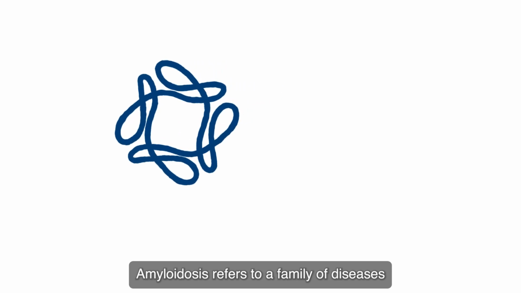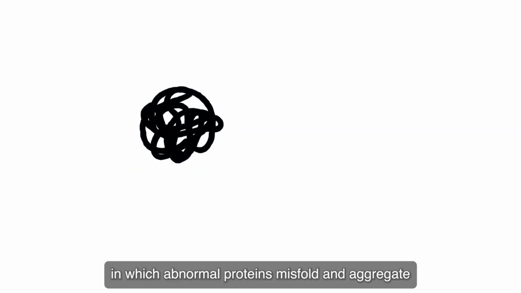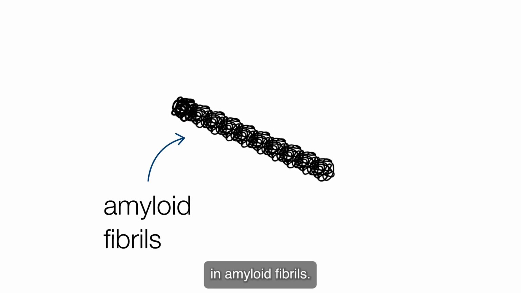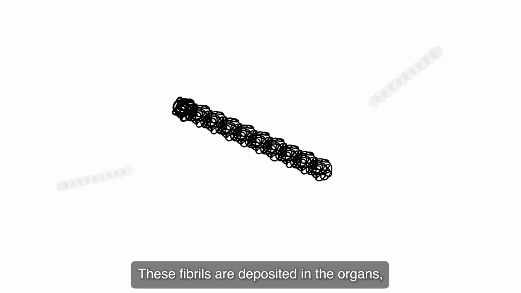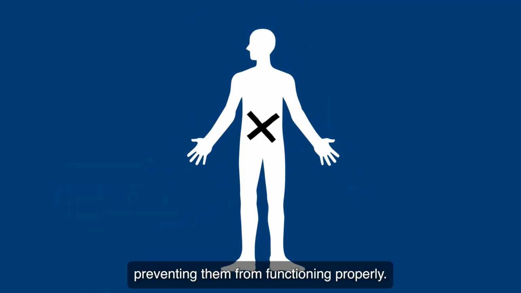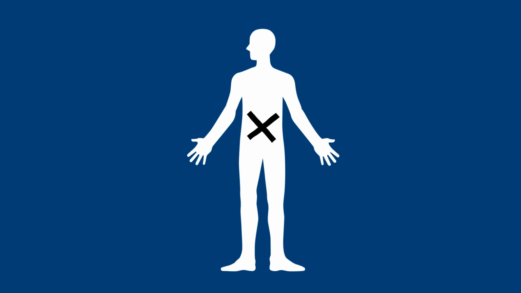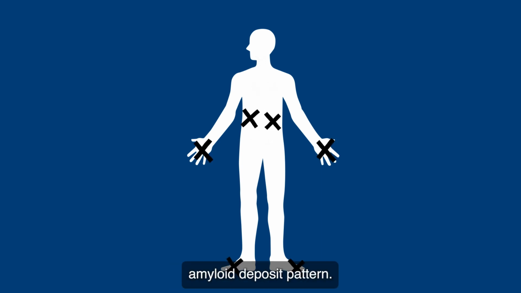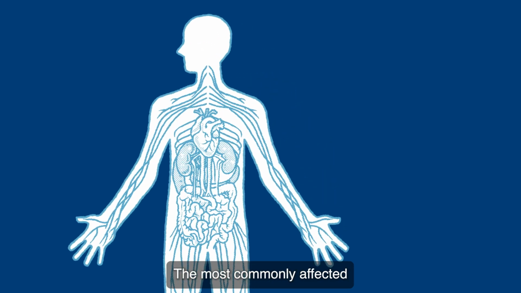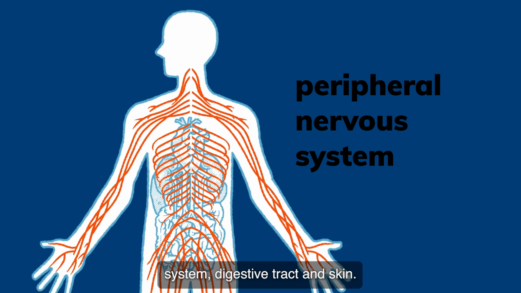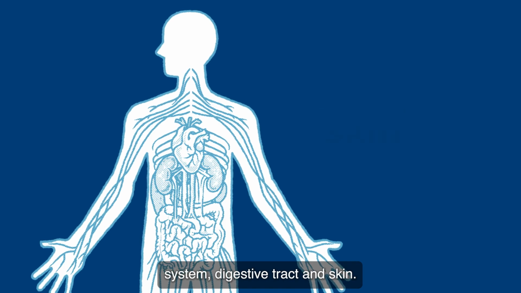Amyloidosis refers to a family of diseases in which abnormal proteins misfold and aggregate in amyloid fibrils. These fibrils are deposited in the organs, preventing them from functioning properly. Every patient has a different amyloid deposit pattern. The most commonly affected organs are the kidneys, heart, peripheral nervous system, digestive tract, and skin.